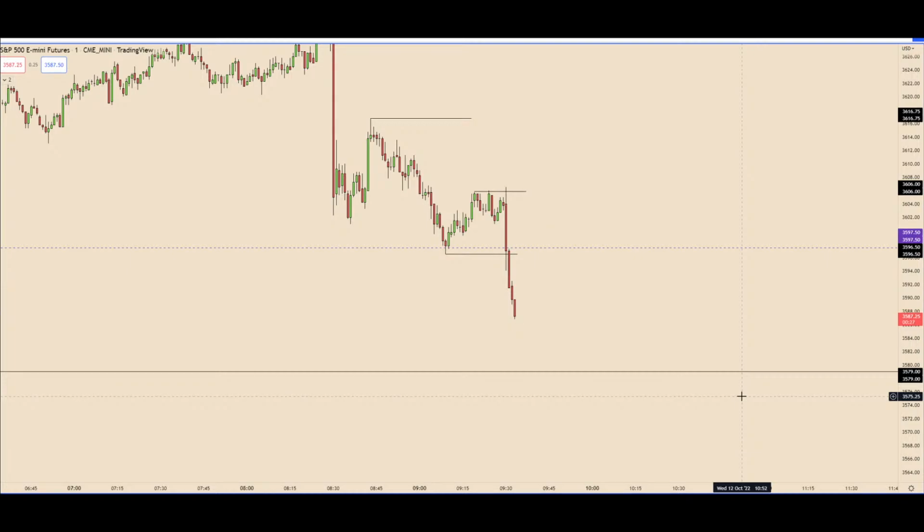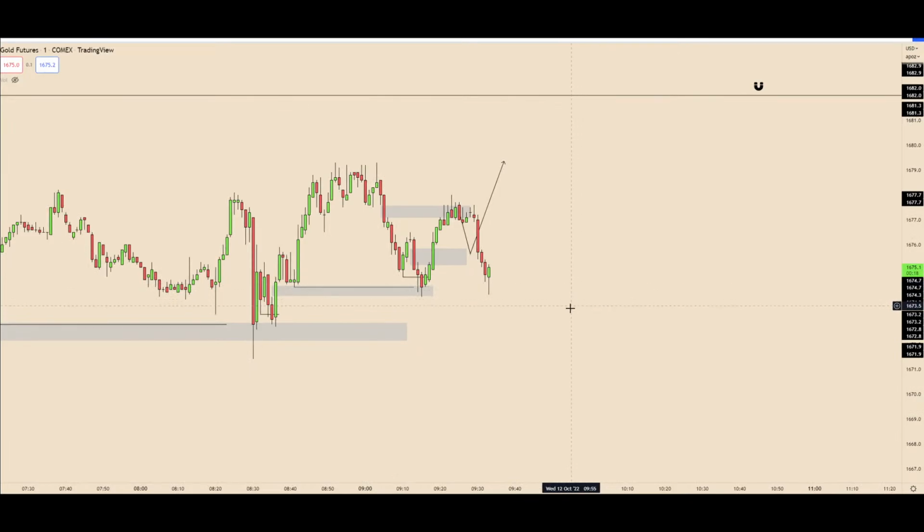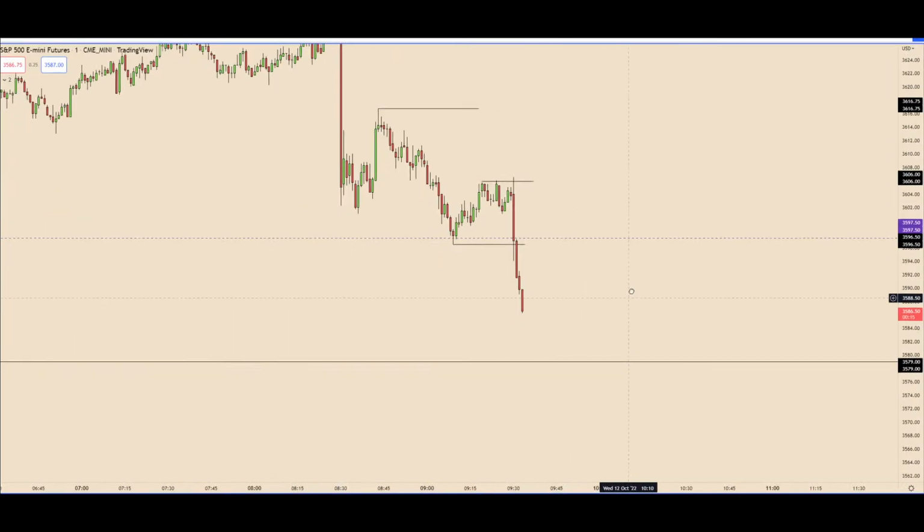Me and my homies love catching all the knives. That's funny. Gold should be... Oh, looks like gold didn't do what I wanted. That's alright. I don't trade gold, so.